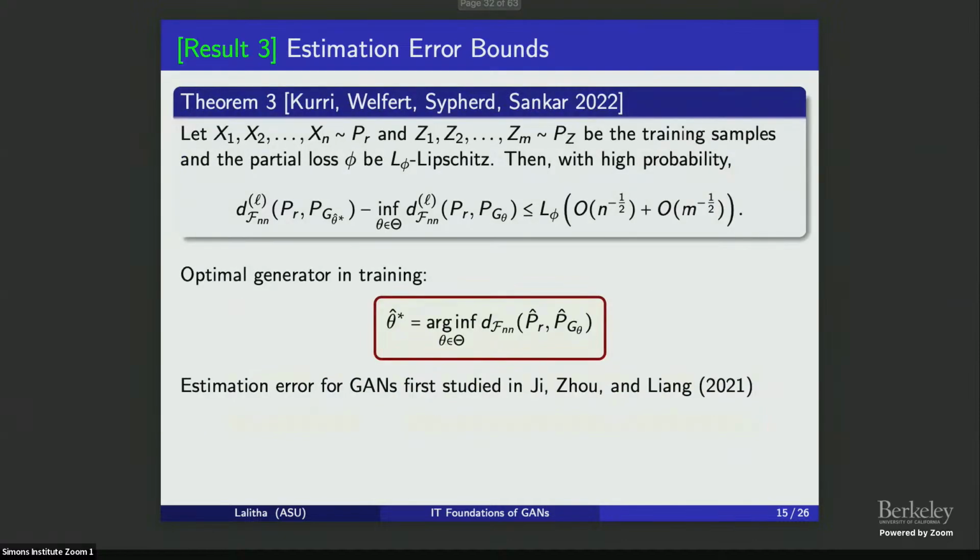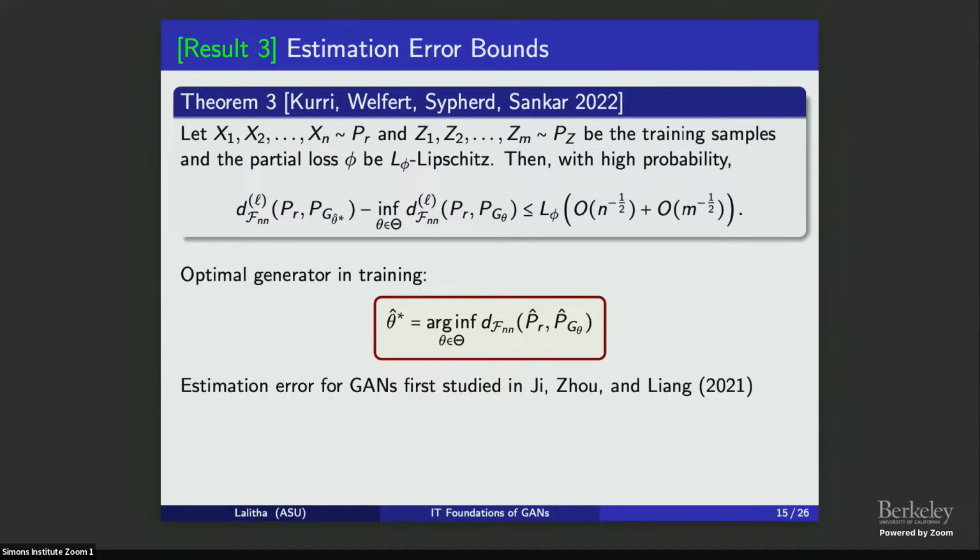Okay. So here's our third result, and it says the following. Suppose you have n samples of real data and m random samples in your latent dimensional space that you're generating from. This is what you use to train your GAN, and you use a loss that is actually Lipschitz, so L_phi is Lipschitz.